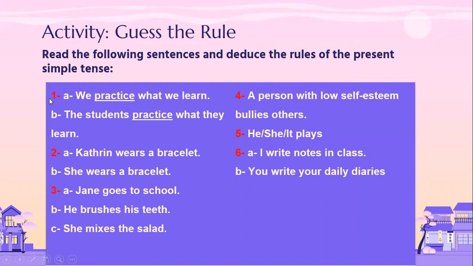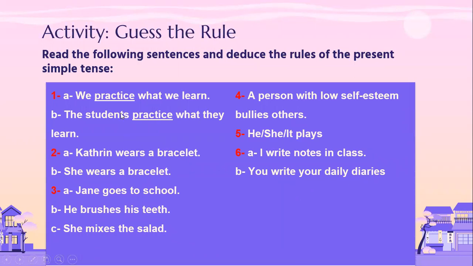The first, number 1, we have A and B. A, we practice what we learn. B, the students practice what they learn. Number 2, A, Catherine wears a bracelet. B, she wears a bracelet. Number 3, A, Jane goes to school. B, he brushes his teeth. And C, she mixes the salad. Number 4, a person with low self-esteem bullies others. Number 5, he, she, it plays, etc. Number 6, A, I write notes in class, and B, you write your daily diaries.